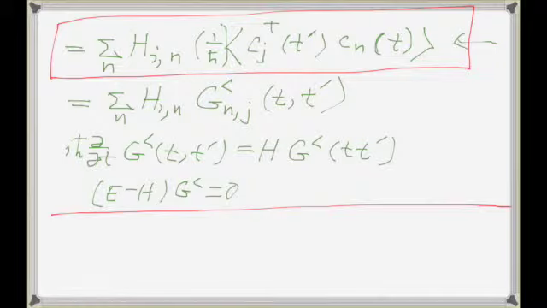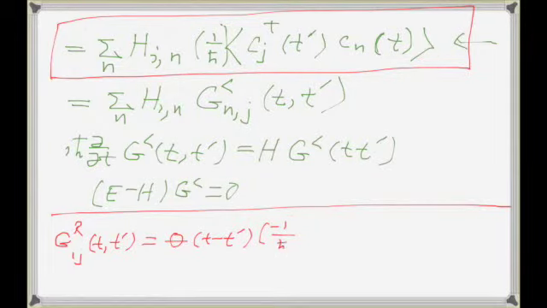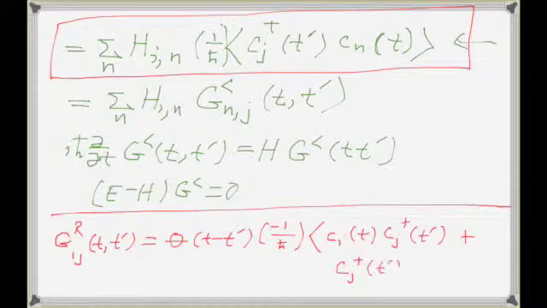So G^R_IJ(T, T prime) is equal to theta(T minus T prime) times minus i over h bar, and then your operator, the anticommutator of C_I(T), C_J dagger(T prime), plus C_J dagger(T prime), C_I(T). That was our retarded Green function.